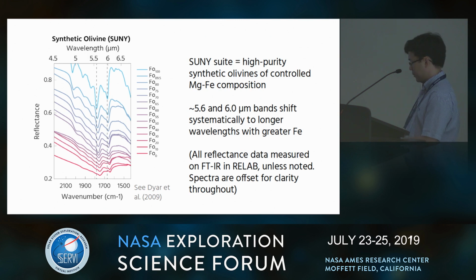So the first thing that we see when we look at this, what we're looking at here is first a suite of what are referred to as the SUNY suite of synthetic olivines. They're some of the purest synthetic olivines that you can get, where I mean purity with respect to cation substitutions. And so what we see right off the bat is that here where the blue is the magnesium end member and red is the iron end member, we see two major strong bands that comprise a doublet that shifts systematically to longer wavelengths or lower wave number with increasing iron content.